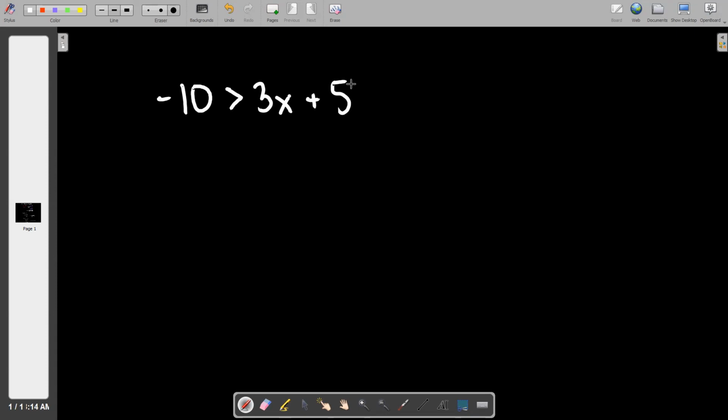So, ready? What do we do first? Yeah, let's take away 5 on both sides. And so we bring everything down just as is. And what is -10 minus 5? Definitely -15. And then the last step is to divide by 3, and we bring down the x and we bring down the inequality sign. And what's -15 divided by 3? Okay. Can someone read me that answer?